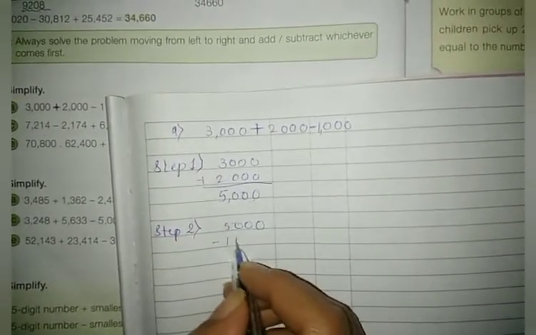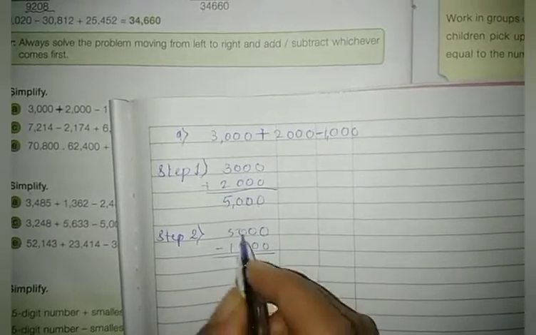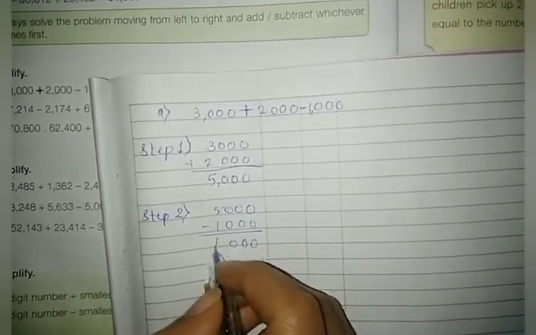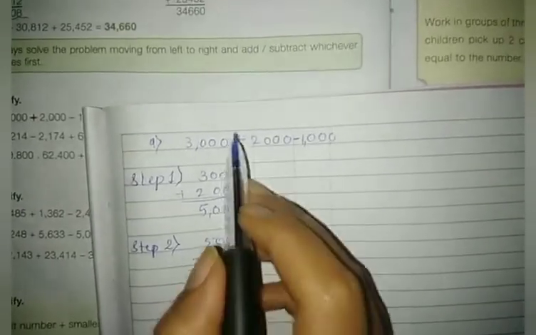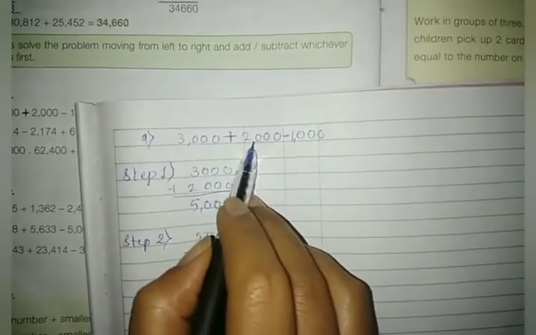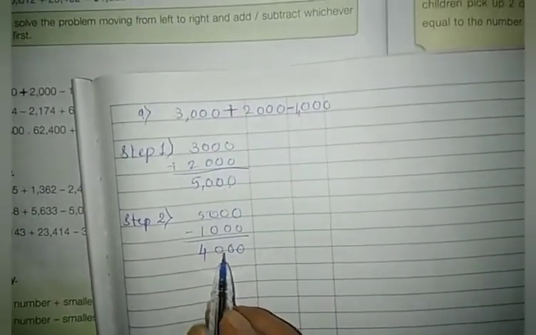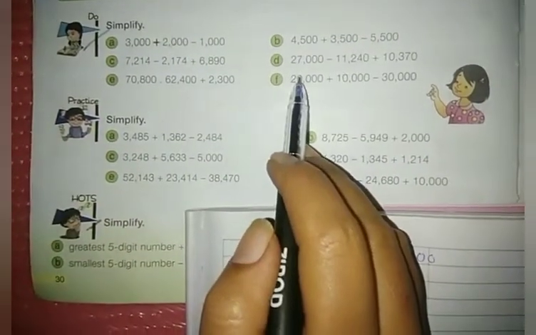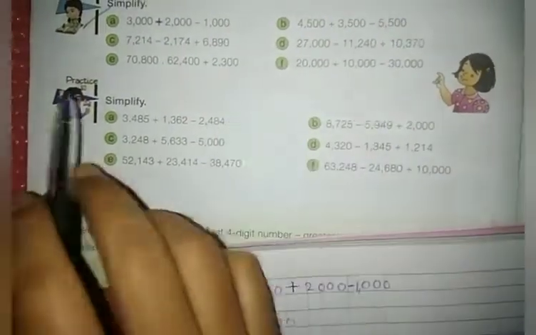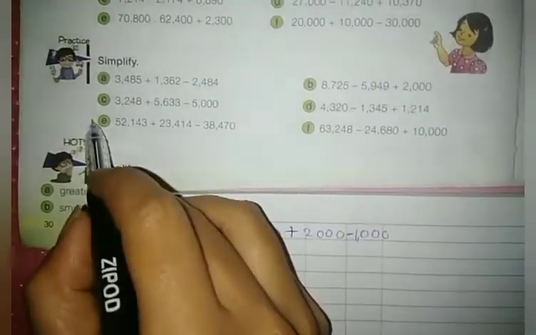5,000 minus 1,000. So 0, 0, 0. 5 minus 1 is 4. So the answer is 4,000. When you add 3,000 plus 2,000 and subtract 1,000, you will get the answer 4,000. Now the remaining 5 sums you will solve and you will send me. Now see the practice sums. From these sums I will solve the E1.